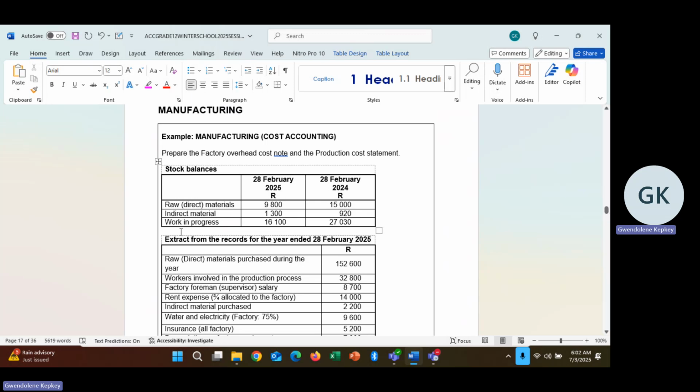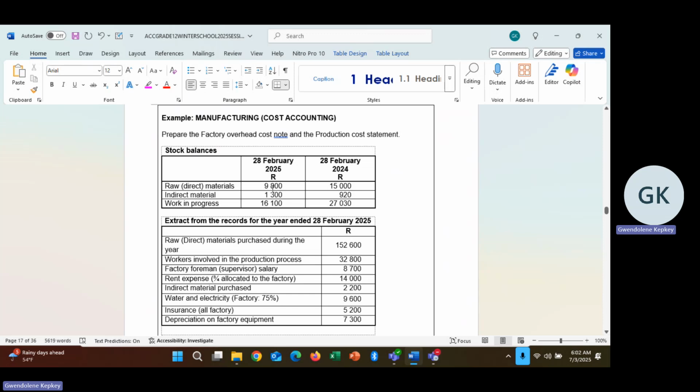Okay, then my work in progress is my items that are not finished at the end of a specific financial period. So let's move on, Grade 12s, and understand that they're giving us what the cost is in the beginning of the year of the raw materials, indirect, and the work in progress. And then they're giving us an extract telling us what we've purchased in the form of raw materials, and how much was spent on my employees. Another word for workers here could also be production wages, or it could be direct labor costs.